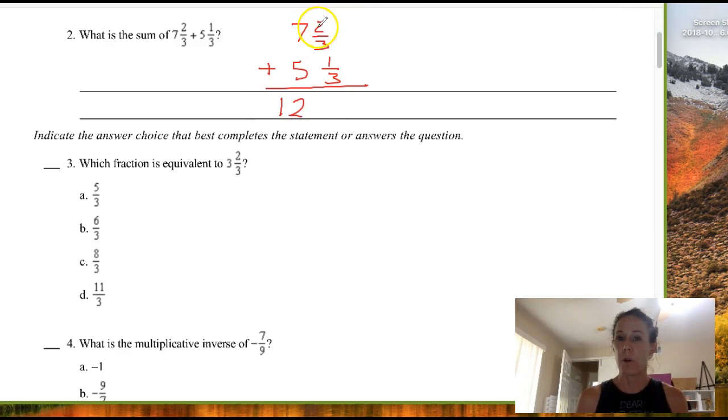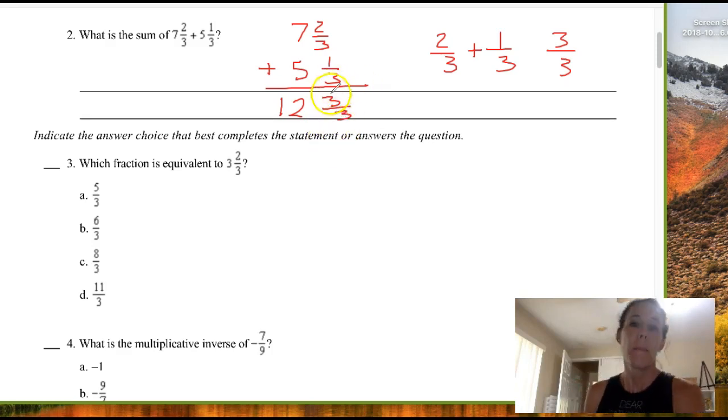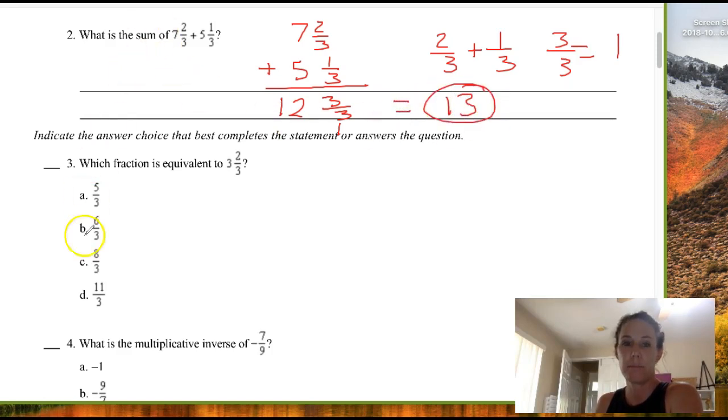Then 2/3 and 1/3. Since I have common denominators, I can just add straight across the top, which will be 3/3. So I have 12 and 3/3, but I know 3/3 is equal to a whole number 1. So really what I have is 12 and 1 more. So together, I'm going to have 13. You can think of this like adding: this is 12 plus 1 more. Okay, let's go ahead and go on to number 3.